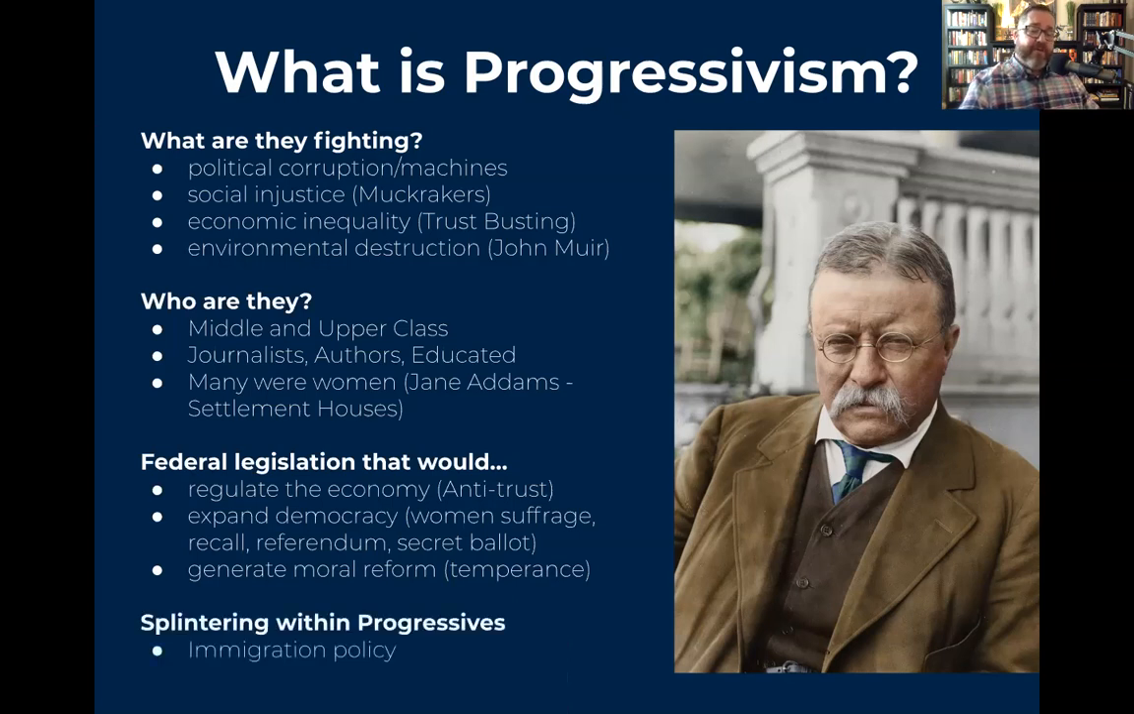And the splintering with the progressives, well, the progressives really didn't address immigration policy. They did work with immigrants already in the country, in the tenement houses in the urban centers, but didn't really address any of the immigrant quota laws of immigrants coming into the country, nor did progressives really address segregation in the South. They turned a cold shoulder, if you will, to the plight of African Americans, both in a Jim Crow segregated South and in the industrial North.